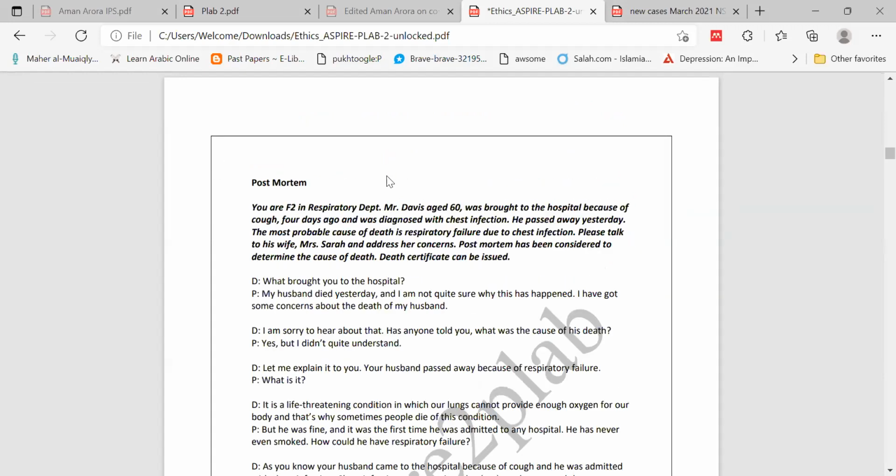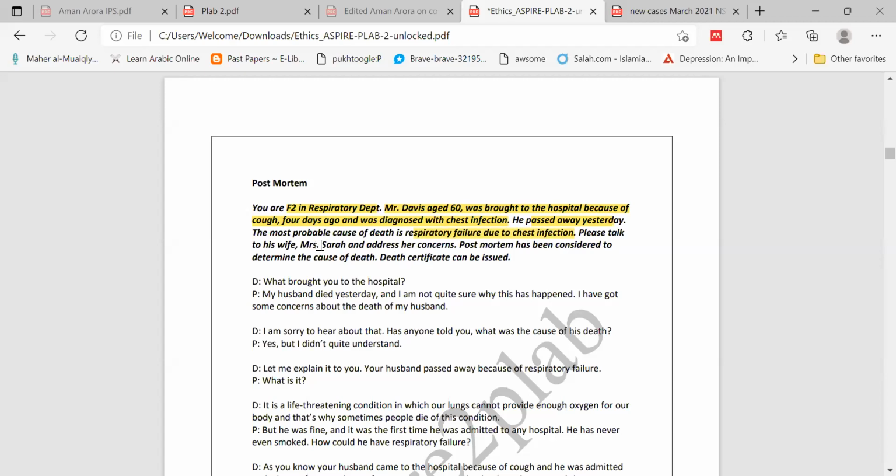We have postmortem, very interesting case again. Respiratory department, Mr. David, 60, was brought to the hospital because of cough 4 days ago. He was diagnosed with chest infection. He passed away yesterday. The wife knows he had an infection. You know he had an infection and he died yesterday. The most probable cause of death is respiratory failure due to chest infection. That's mutual information that you know and the wife knows as well.